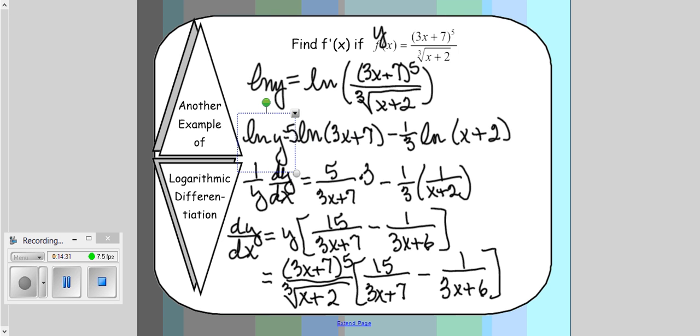And we are now in great shape. There is our derivative, and we're good to go.